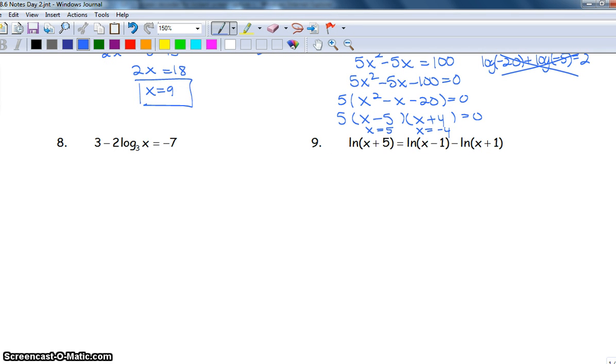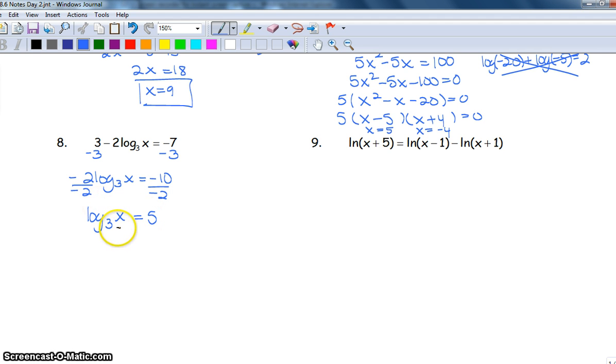Number 8, we've got 3 minus 2 times the log base 3 of x is equal to negative 7. I want to get that x alone, so just like if it was anywhere else, you follow the same rules. First thing we do is subtract the 3. Negative 2 log base 3 of x is equal to negative 10. I want to get that log alone, so I divide by negative 2. Log base 3 of x is equal to 5.